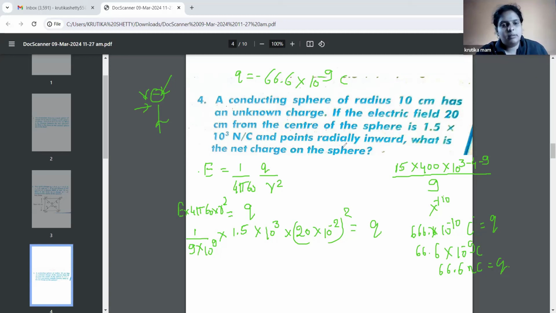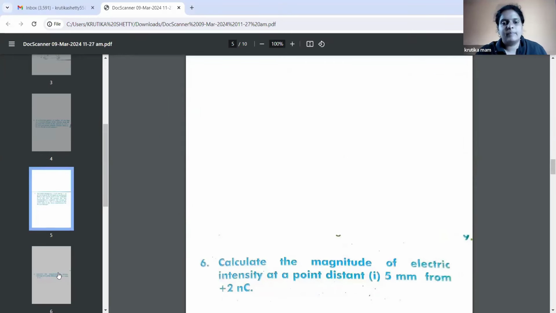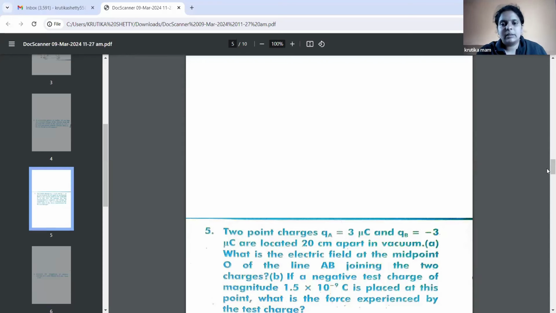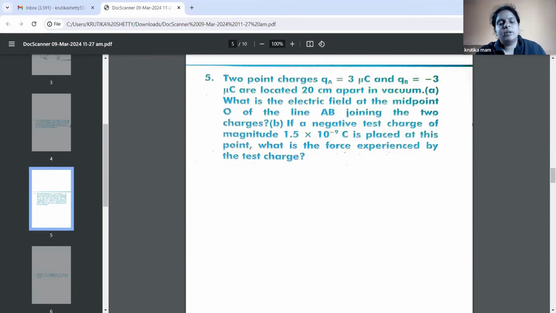Okay. So one more question. Yes, the next question, students. Two point charges QA is equal to 3 microcoulomb, QB is equal to minus 3 microcoulomb are located 20 centimeter apart in vacuum. What is the electric field at the midpoint along the line joining AB if the negative test charge of magnitude 1.5 into 10 raised to minus 9 coulomb is placed at this point? What is the force experienced by the test charge?